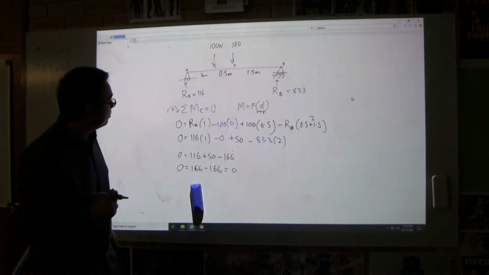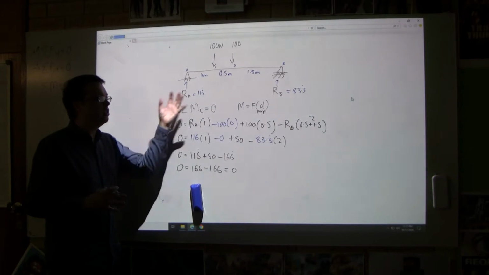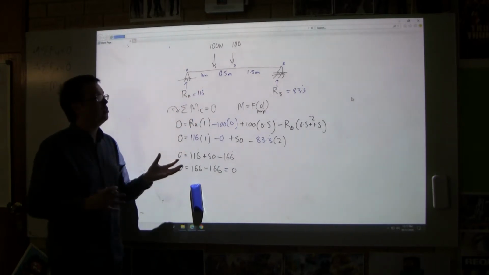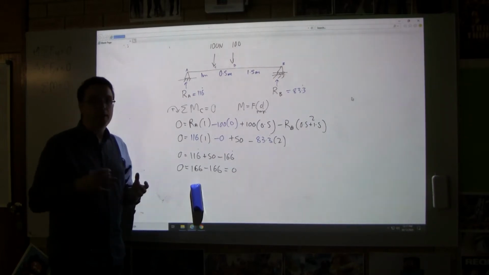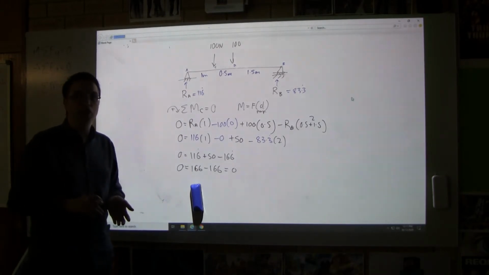Okay, so we've found the reactions. Now reactions typically, a question like this, which is pretty simple, finding reactions in a question like this would probably be worth 2 marks in the HSC. There's always, in the history of the HSC, there's always been a question where you have to find reactions.